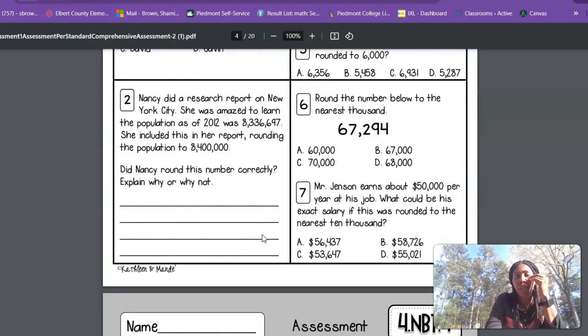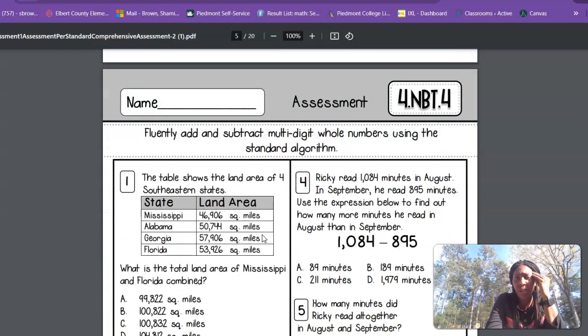Hey boys and girls, this will be your homework for Thursday night. It says this one is just adding and subtracting multi-digit whole numbers using the standard algorithm.